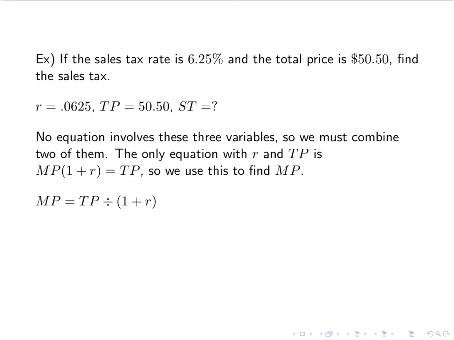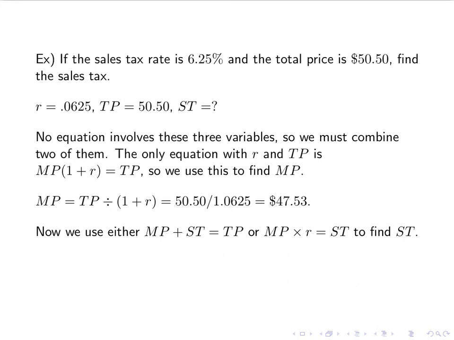So MP equals TP divided by 1 plus R. Plug in your numbers. Round to 2 decimals, so $47.53. So remember, that's not the answer to the question because we're looking for the sales tax. But we know that MP. Now we can use one of the other equations to find ST.